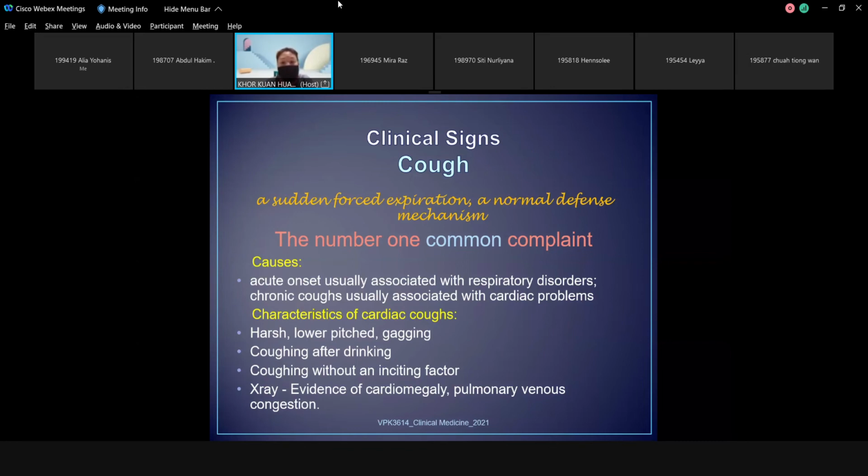Okay. So cough is typically like how you cough. Cough in cats and dogs, the sound is actually very similar to how you sound. But with cardiac cough, it's a little bit different. Okay. So just now I said cough, you always have to think about respiratory and cardiovascular also, correct? Normally with respiratory disorder, it's always acute.